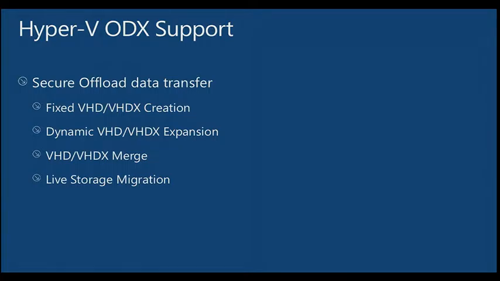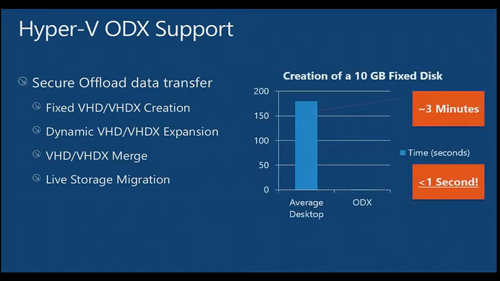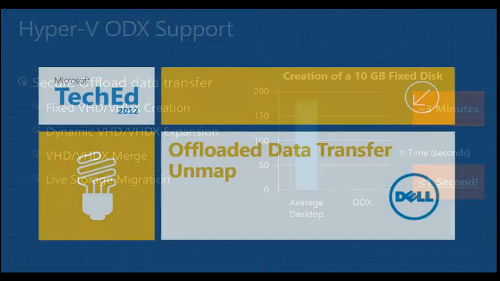Again, things like VHDX merge. When we're merging snapshots and doing live storage migrations, we can offload that stuff to storage as well. The cool thing about ODX is that if your array supports it, then it's just on by default. You don't actually have to do anything. It just works, which is great. And there's your time to create a 10 gig fixed disk with ODX versus without. And we'll actually have a look at that.